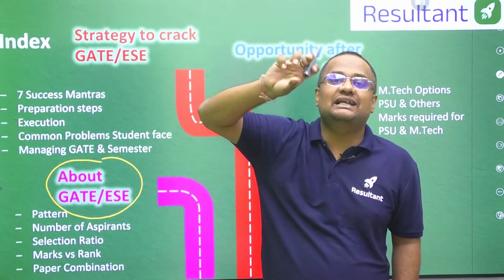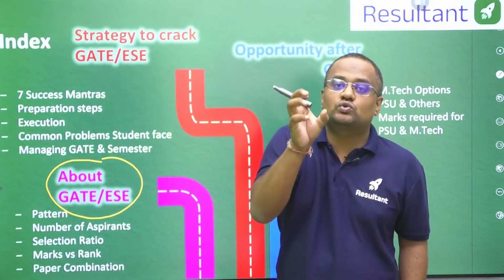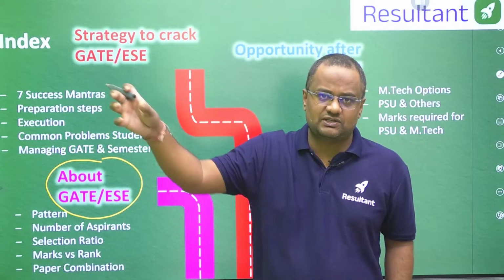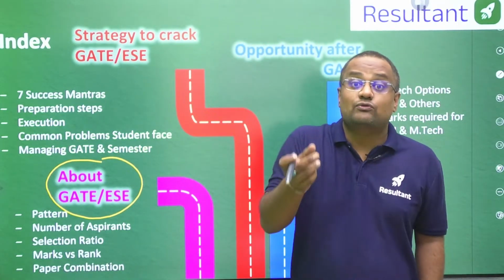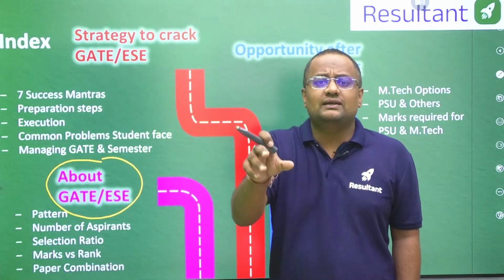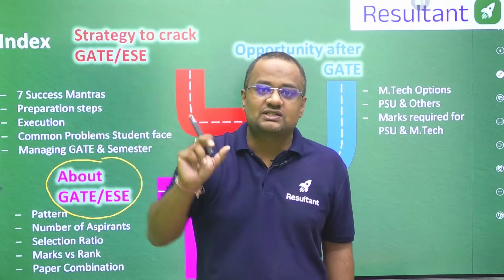I will also tell you about the competition level and what percentage of those students are getting marks in various ranges. 30 plus marks, how many students? 50 plus marks, how many students? What is the pattern? What is the selection ratio? Many students know the pattern, but many of you do not know at what marks you get what rank, and at that rank, what options are available.